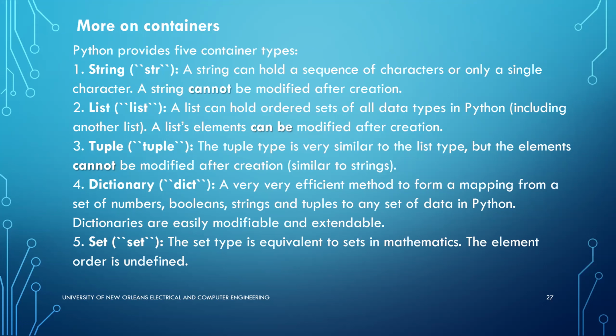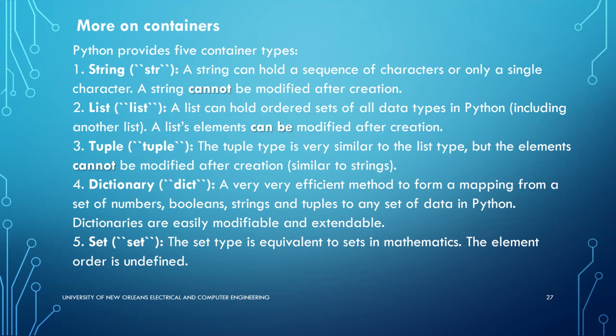We call these different data types containers because each one contains the data associated with your program. So in the Python jargon, they're called containers, okay? And we have in Python 5 different types of containers. The string, as we know, can hold a sequence of characters or a single character as well. And it cannot be modified after it's been created. So it's immutable. And we call it immutable because it cannot be modified.